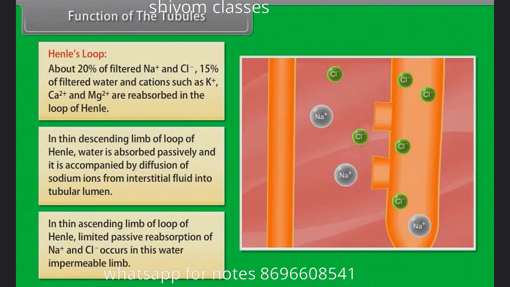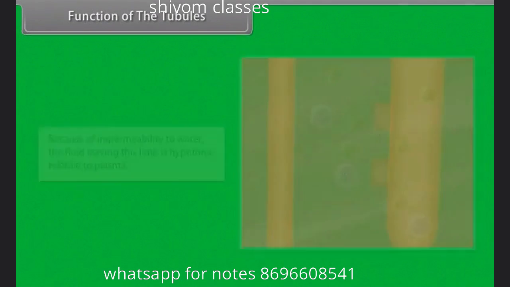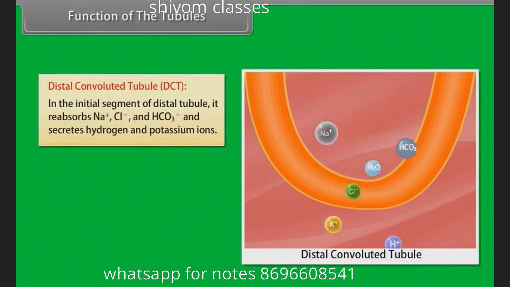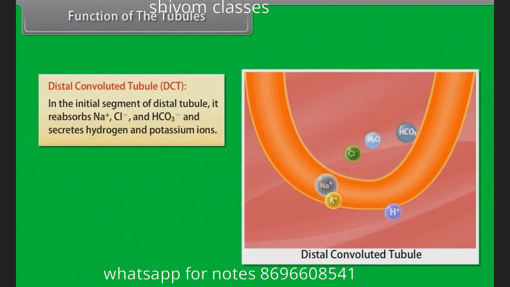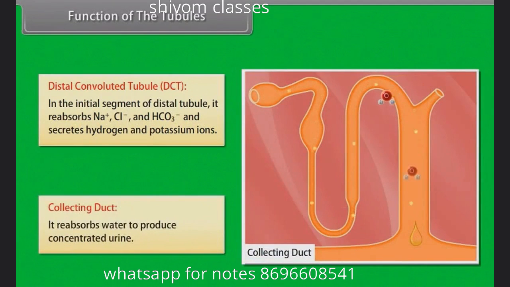In the thin ascending limb of the loop of Henle, limited passive reabsorption of Na+ and Cl- occurs in this water impermeable limb. Because of impermeability to water, the fluid leaving this limb is hypotonic relative to plasma. Distal convoluted tubule, DCT. In the initial segment of the distal tubule, it reabsorbs Na+, Cl- and HCO3- and secretes hydrogen and potassium ions. Collecting duct. It reabsorbs water to produce concentrated urine.